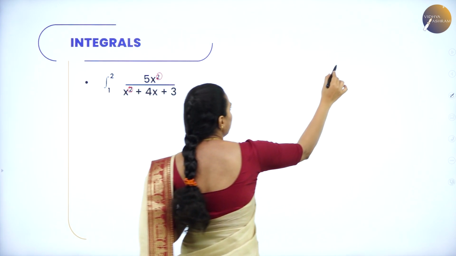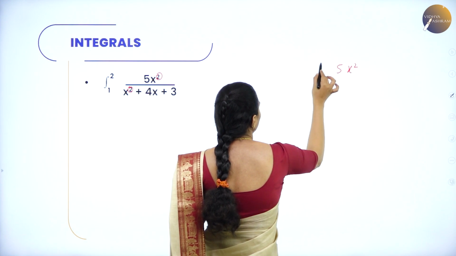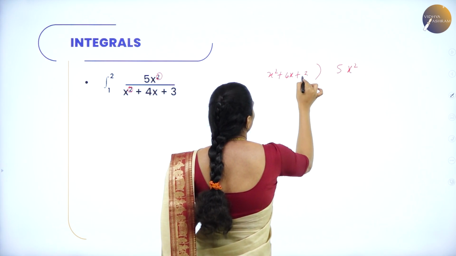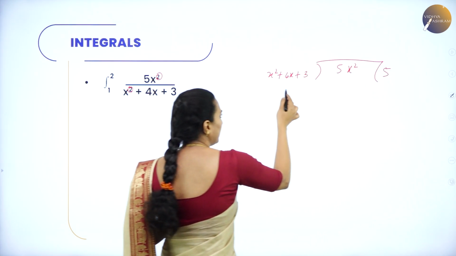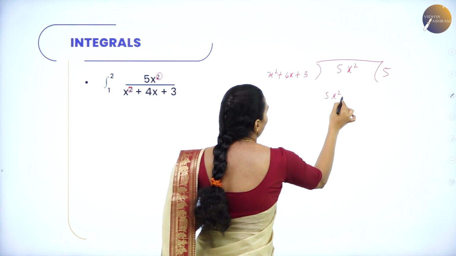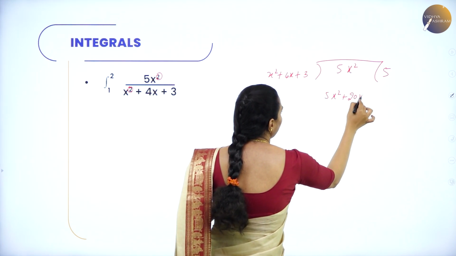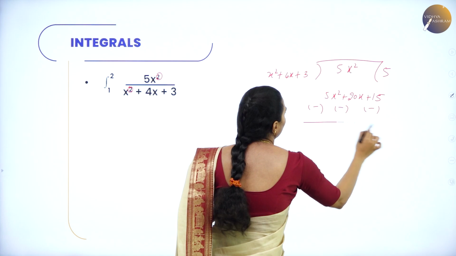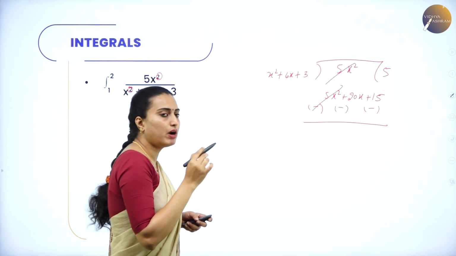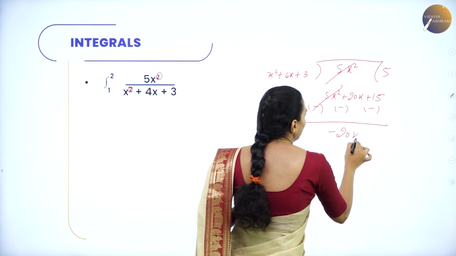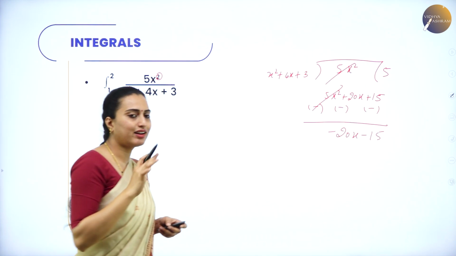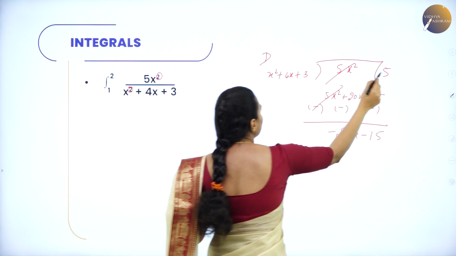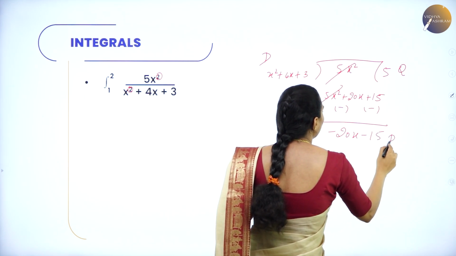Now, the numerator is divided by the denominator. So the denominator is x squared plus 4x plus 3. You can multiply this by 5. If you multiply that by 5, it will give you 5x squared plus 5 4s are 20x plus 5 3s are 15. Now, you can subtract this one. Subtracting, it will give you 5x squared will go, minus 20x minus 15. Now, you can write the given term as what? This is the dividend, this is the quotient, and this is the remainder.